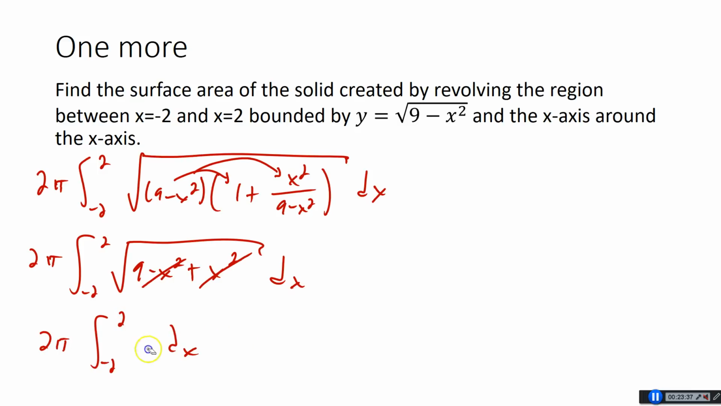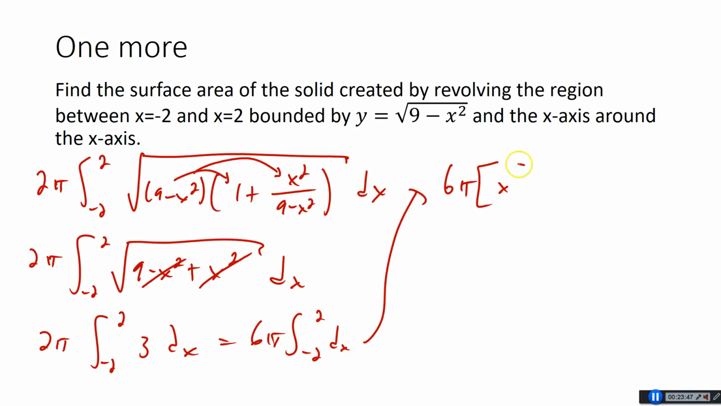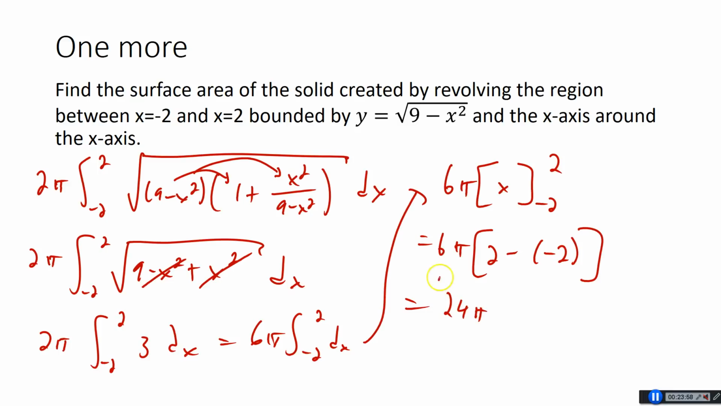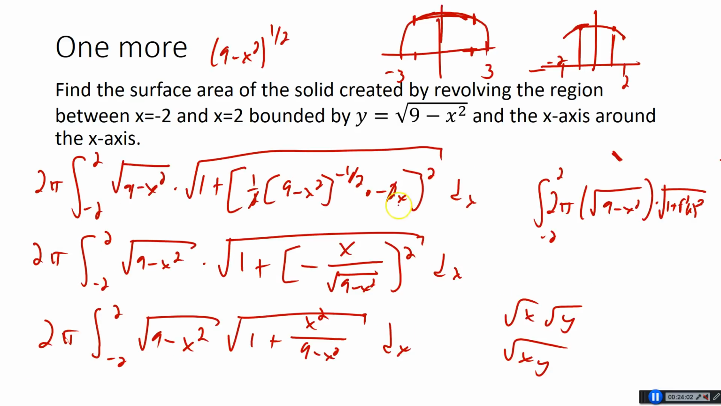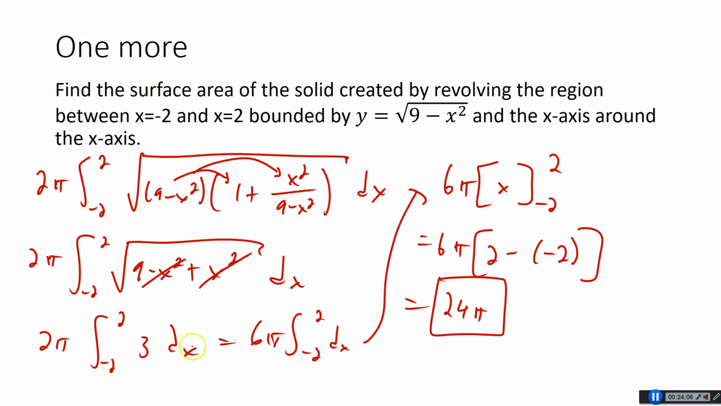Just not square root of 3, just 3. Gosh. What are we going to do with that 3? Pull it out. This is 6 pi integral -2 to 2 dx. So that is 6 pi times x from -2 to 2, which is 6 pi times 2 minus -2, which is 4 times 6 pi, it's 24 pi. Beautiful. I love how simple that integral becomes. And from being so messy, this whole mess right here turning into just 3, that's pretty cool.